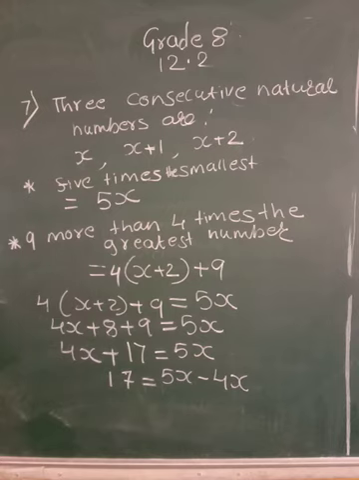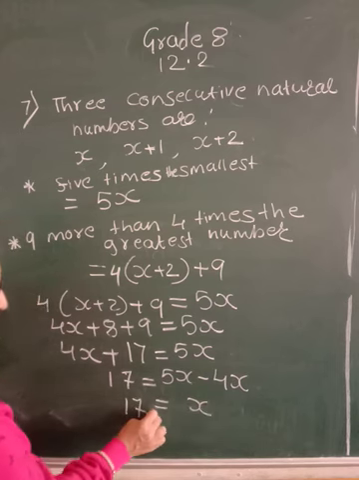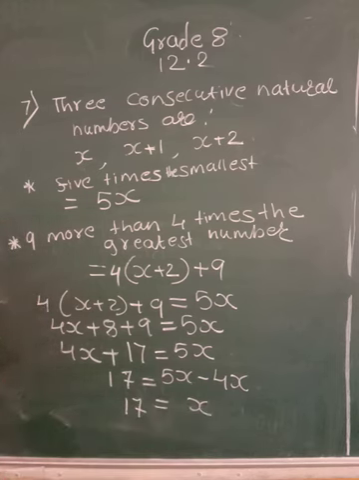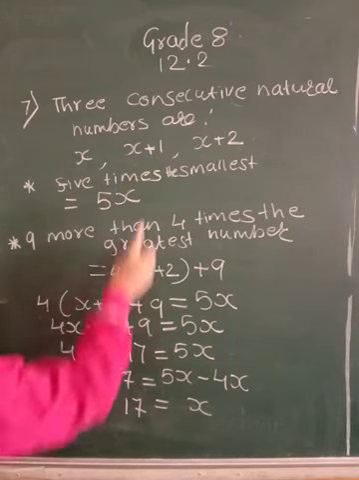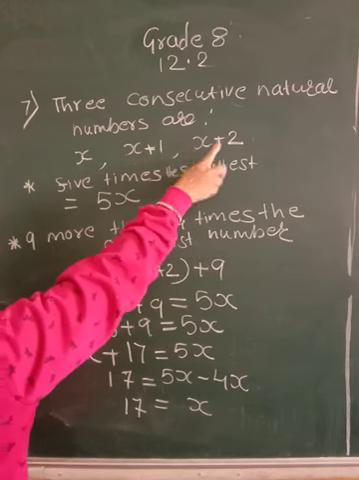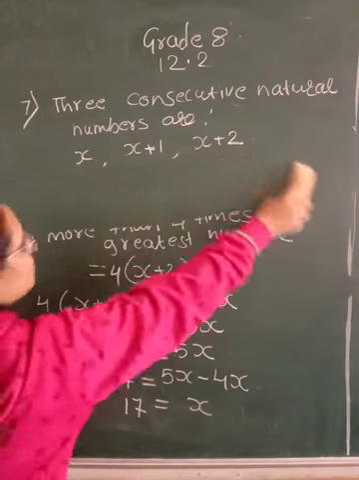Is this clear? Okay. So 5x minus 4x is how much? 1x. So you got the first number. What is it? 17. 17 is the first number. Now what will be the second number? x plus 1, 17 plus 1 will be 18, and third will be x plus 2, that is 17 plus 2 will be 19.